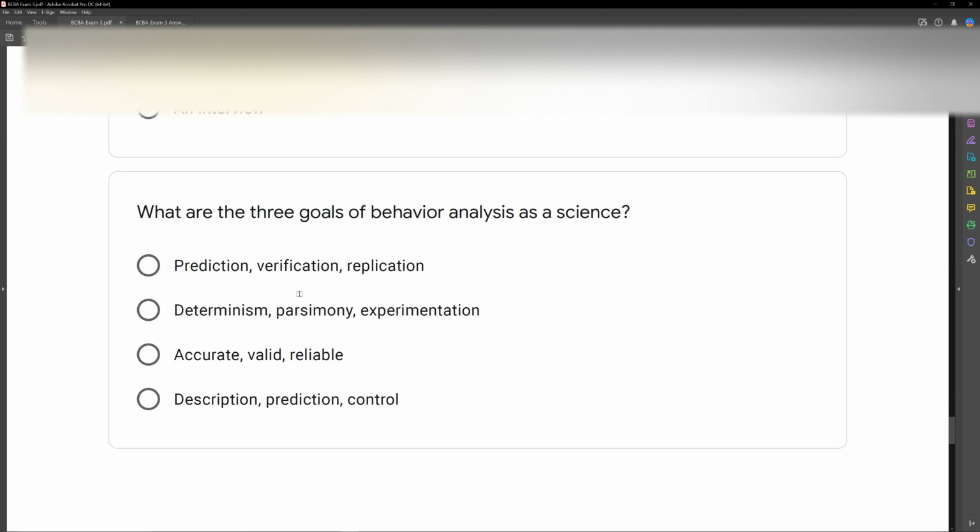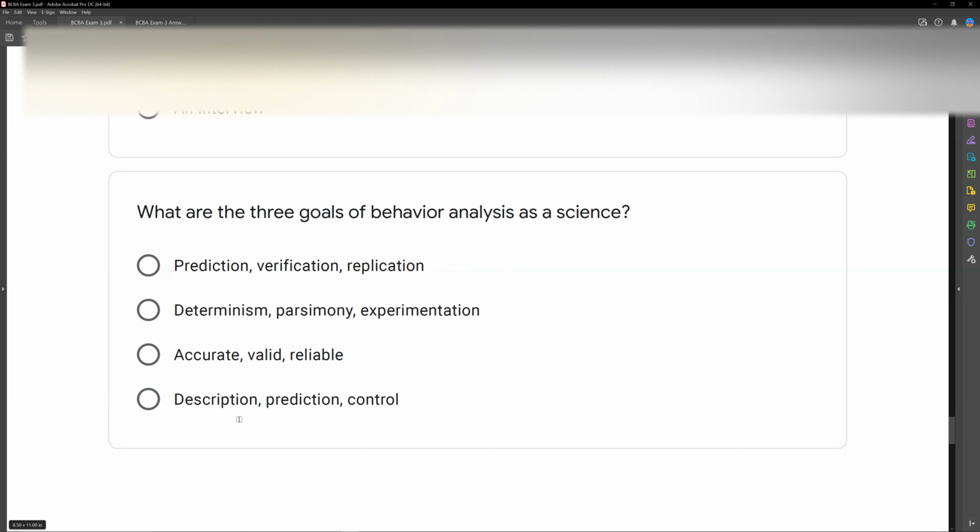Well, these are what we consider when we do experimental designs, single subject designs, but they aren't the 3 goals of behavior analysis as a whole. Determinism, parsimony, experimentation. These might be parts of science, but we're looking at the broad idea of our 3 goals of behavior analysis. Accurate, valid, reliable. That is indicating good data. Good data is accurate, valid, and reliable. So it leaves description, prediction, and control. These are our 3 goals.